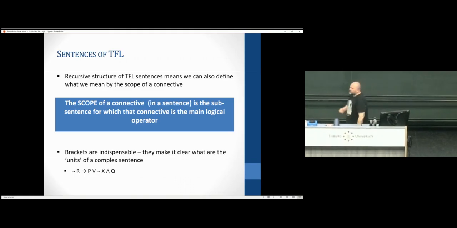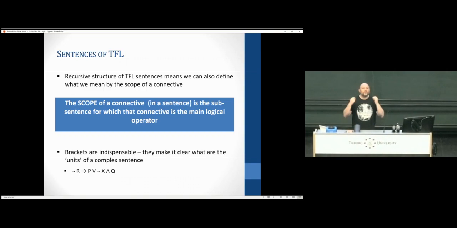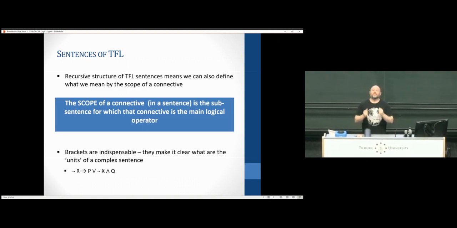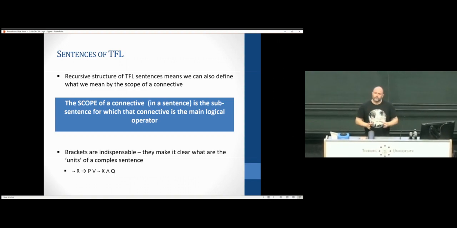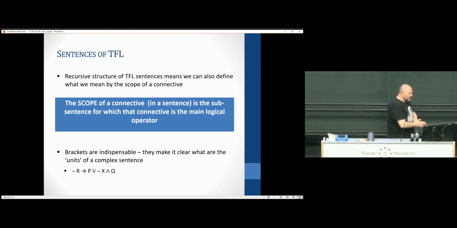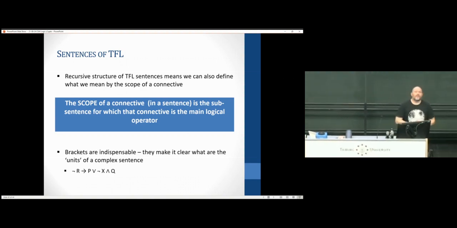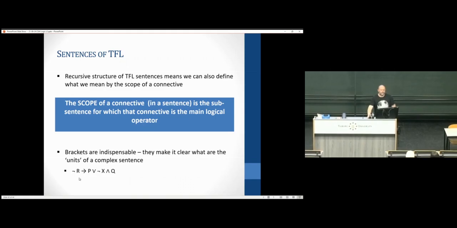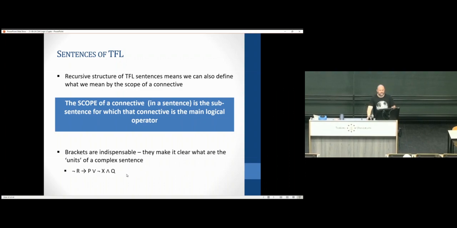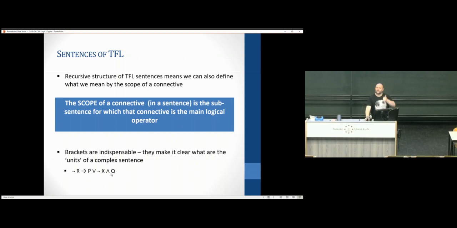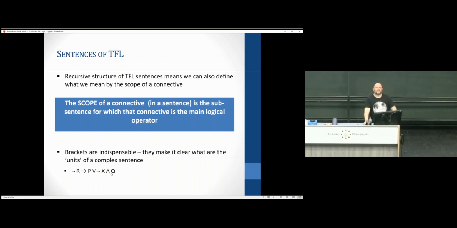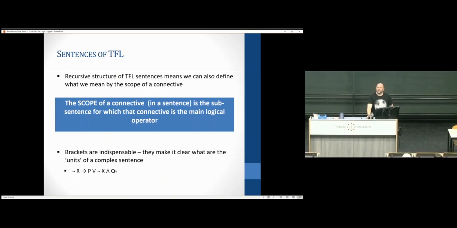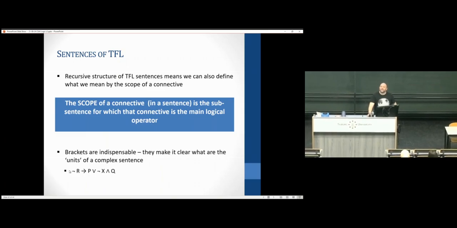The final point I want to make before we move on is the reason why we have to have brackets, at least sometimes. We have to have brackets because without them, we cannot understand the grammar. Take this expression. This little thing here in my bullet point. Expression of TFL. Yeah, it's an expression, right? It's any kind of string of the symbols that make TFL up. Is it a sentence?